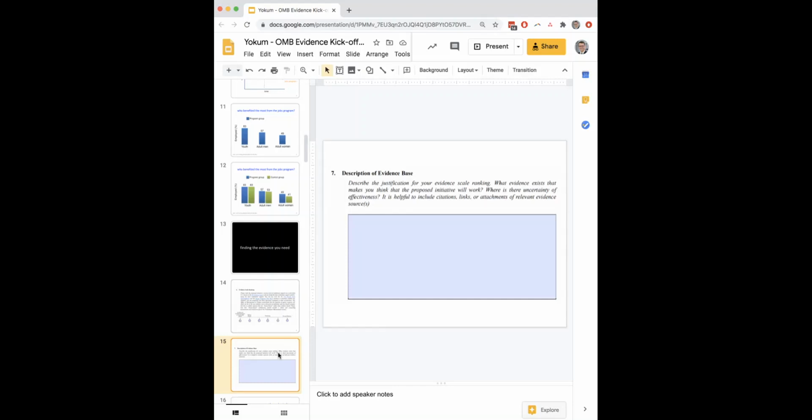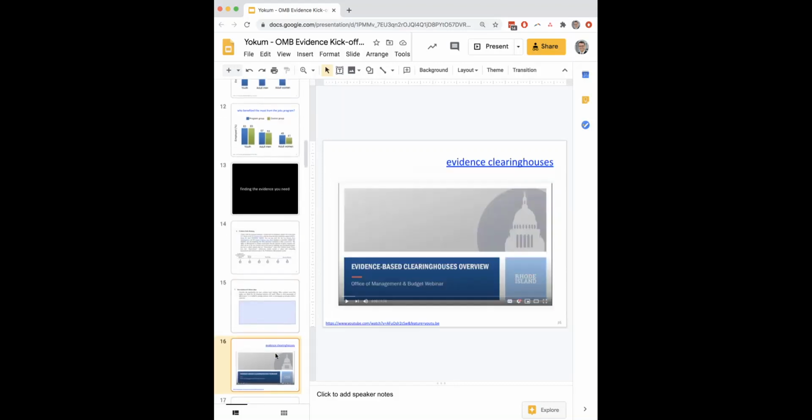And so this could include information that you yourself inside your program have been collecting over time. Very often it's going to include looking at studies that were done elsewhere. What are similar programs that have been tried in other states, in other localities, or with similar populations, and trying to see what conclusions they've reached about effectiveness. And so there's a few resources that we point to in the materials.